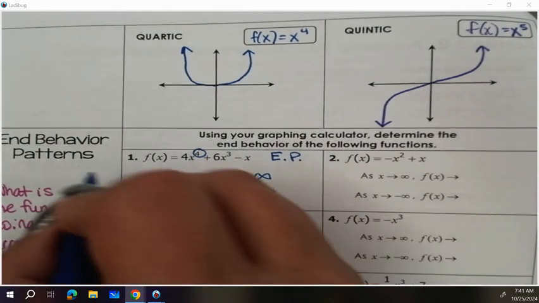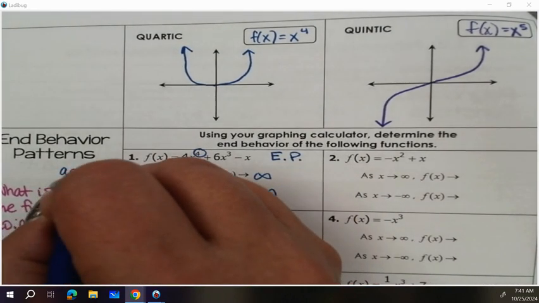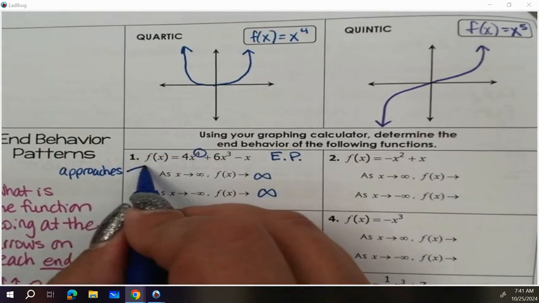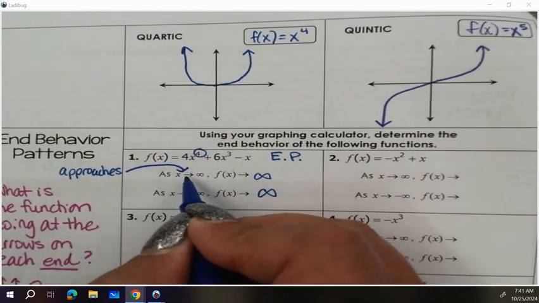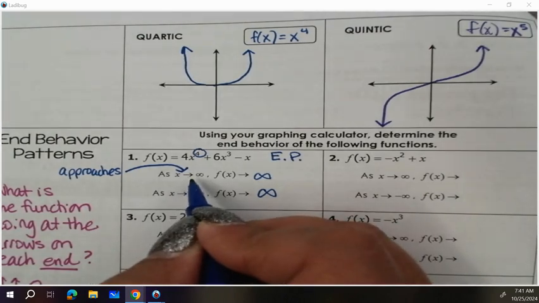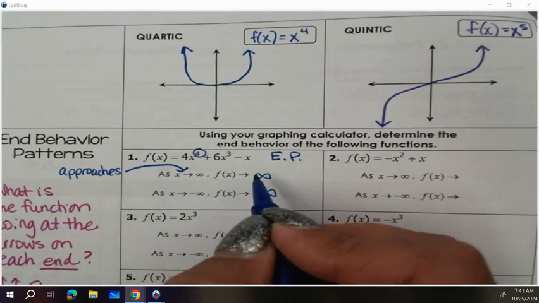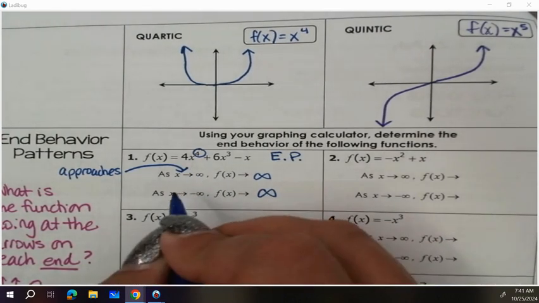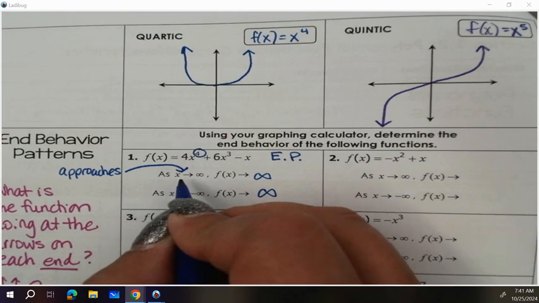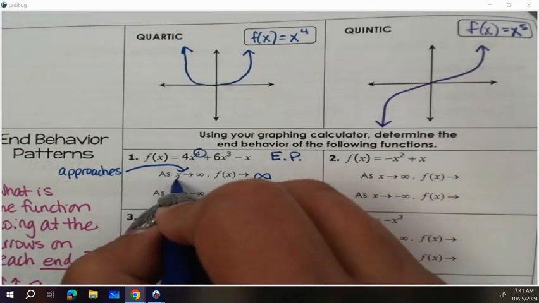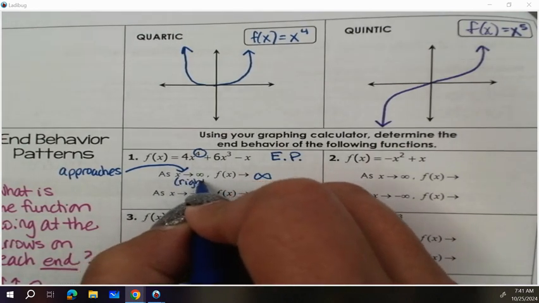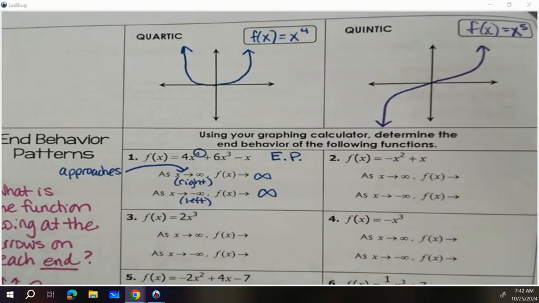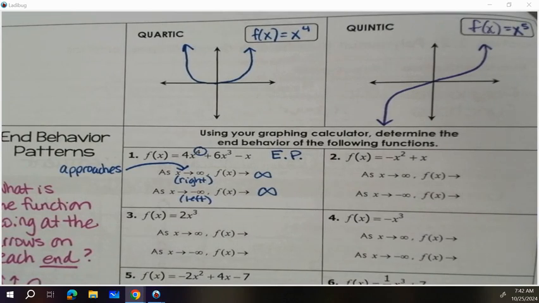So this arrow, when you read this, approaches. Okay, that's what that arrow is saying. As x approaches infinity, y approaches, and as x approaches negative infinity. My brain sometimes goes, as x approaches infinity, that means as x goes to the right, or as x goes to the left. Negative infinity means x to the left.